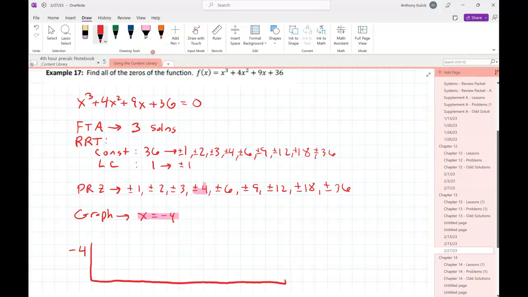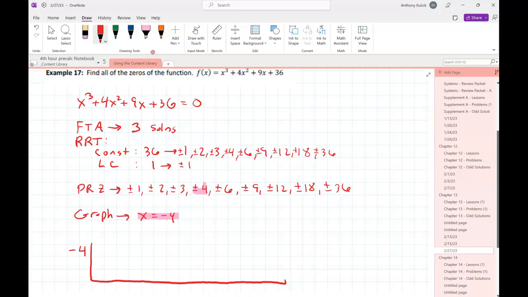What if I got a number that wasn't on my list? Don't use synthetic division on it. It should not work. Okay. So the negative 4 goes outside. That's what I'm going to be using my synthetic division with.